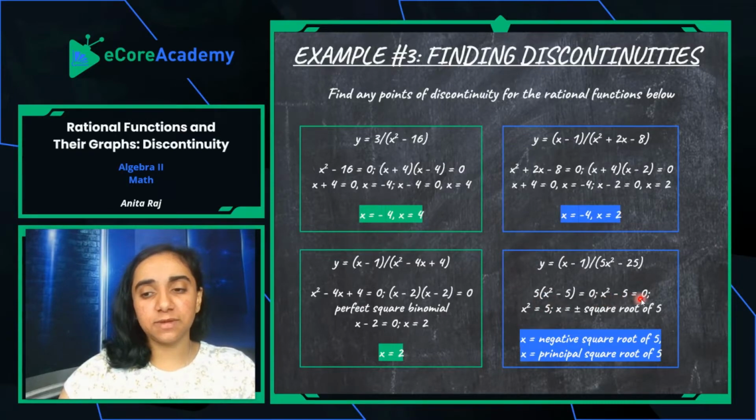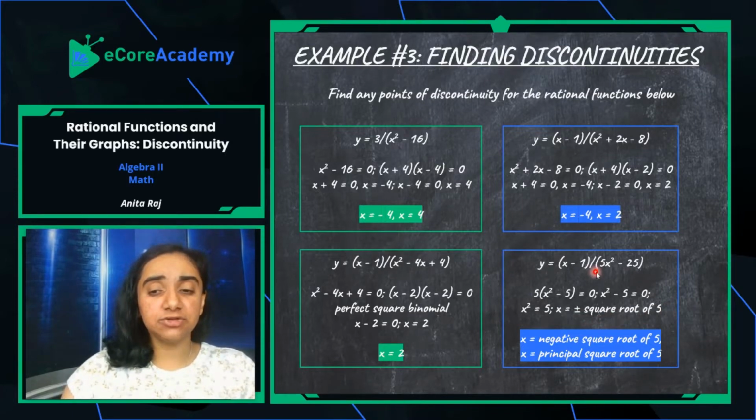Then you're going to get x squared minus 5 equals 0, and you're going to add 5 to both sides, so you'll get x squared equals 5. Our final step is to just take the square root, and x is equal to the positive principal or negative square root of 5. 5 is not a perfect square, so we're just going to leave it under the radical.